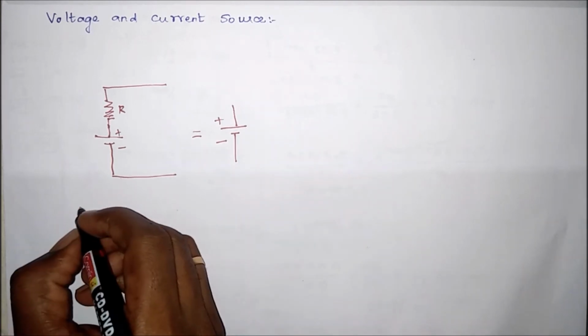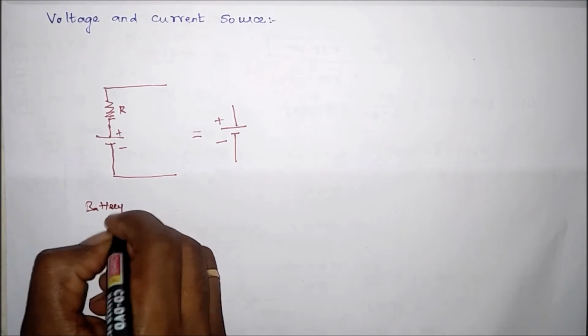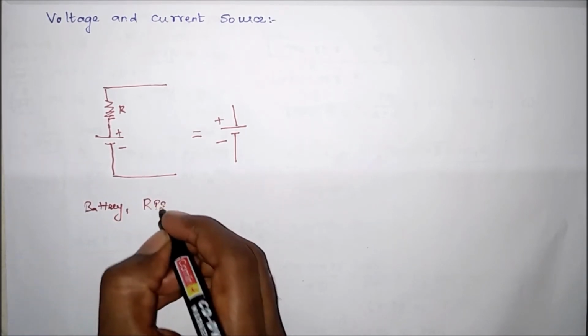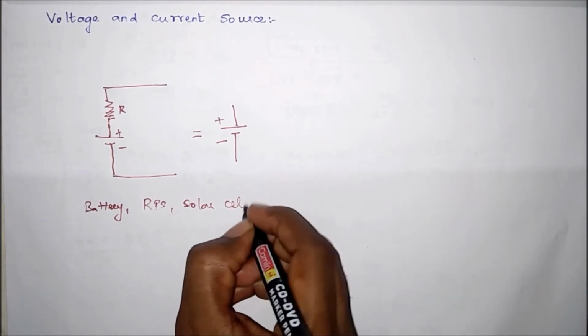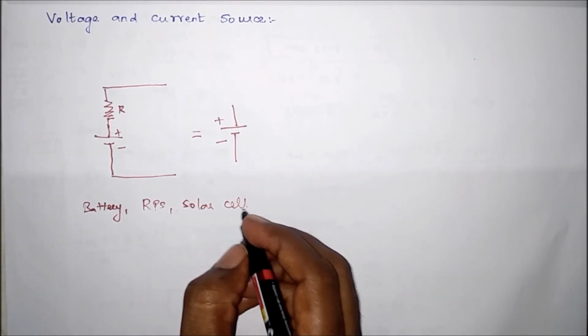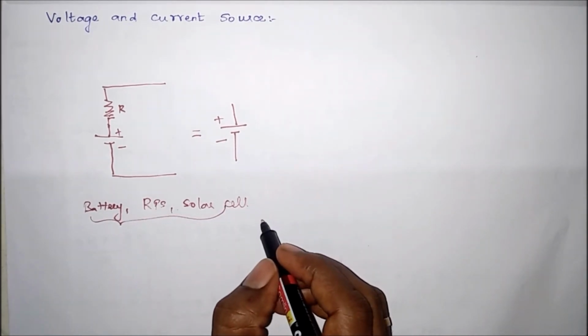The best examples of voltage sources are battery, next regulated power supplies, then solar cell. Actually, in these three or in some other sources are available.